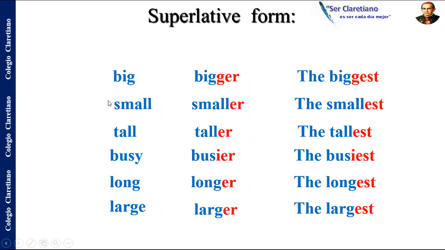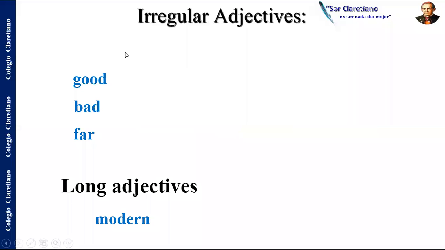In Spanish, it's like this, pay attention. Grande, más grande, el más grande de todos. That is superlative. Remember, small, pequeño, smaller, más pequeño, the smallest, el más pequeño de todos. Remember this. It's important that you know adjectives. Now, let's continue with superlative. This is with short adjectives. Now, pay attention to the irregular ones.